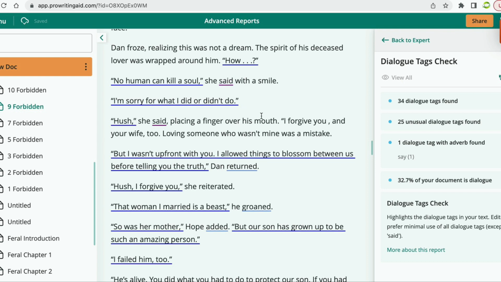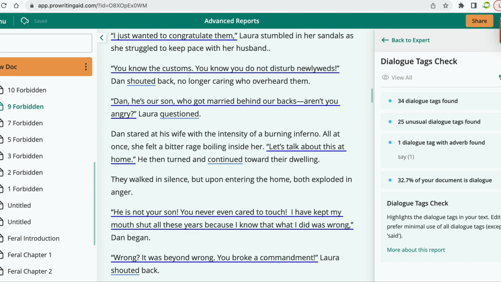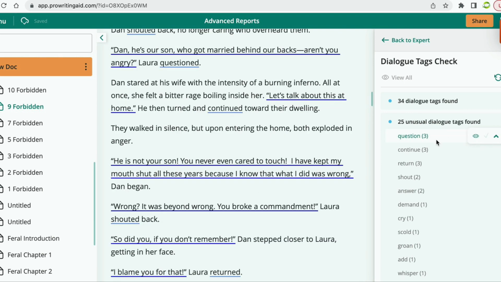Said. As I said, said and asked are fine, so I'm going to leave that one alone and just go to the unusual. Question. I used that three times. Okay, so whatever. Here's the first one.